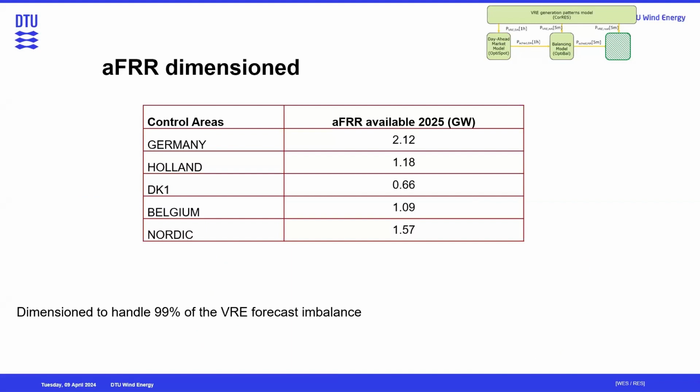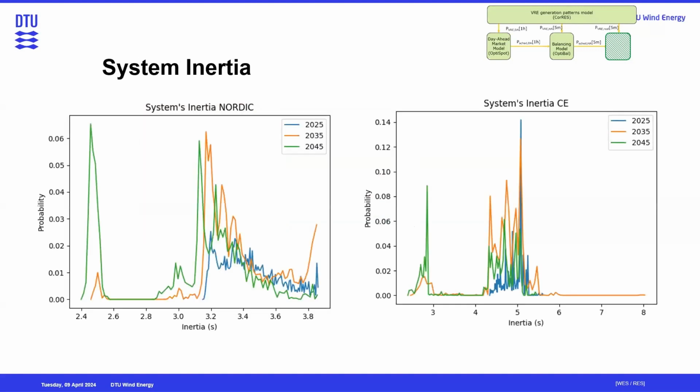How much aFRR should be available in 2025? In Germany, we see around 2 gigawatt, and Holland, we see 1.2 gigawatt. These are dimensioned to handle 99% of the forecasted imbalance. If we look at the inertia, like we are seeing in Nordic, we have certain hours when it is going as low as 2.4 seconds in 2045, in 2025, today it's around 3.2 to 3.8. So there is quite degradation of inertia.